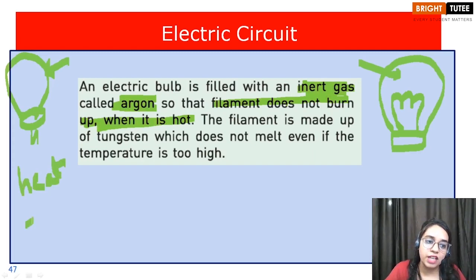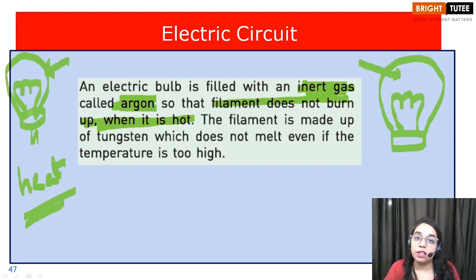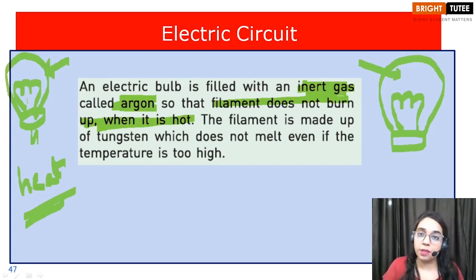So children, we have to carefully select the material for making filaments, so that it does not burn up, because if it burns up, it will break, right? So we have to select a material which can hold very high temperatures. Even if it is switched on for many hours, it should not break.